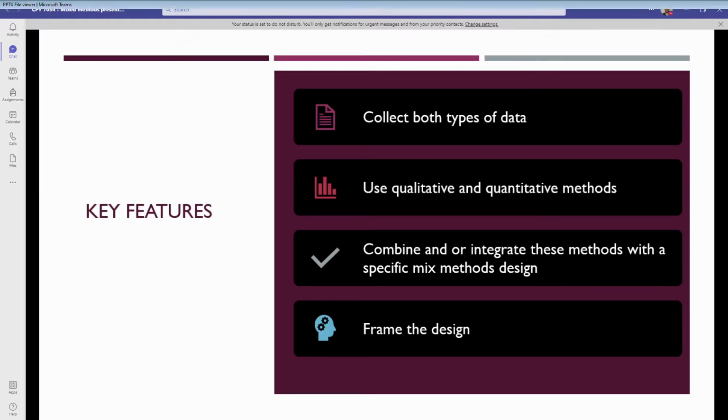Within mixed methods, there are 4 key features. First is collecting multiple types of data, which involves using qualitative and quantitative methods. Then, and this is what makes mixed methods unique, you must combine these methods into a specific design. There are multiple designs that I will present further, but basically these designs are what makes it mixed methods and not just a complementary research design using both quantitative and qualitative. And then you must frame the design.